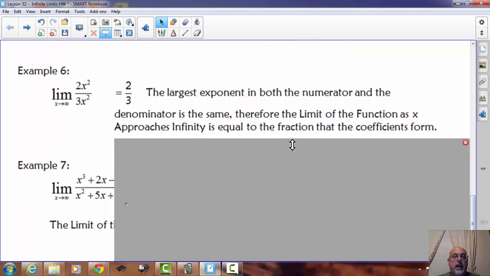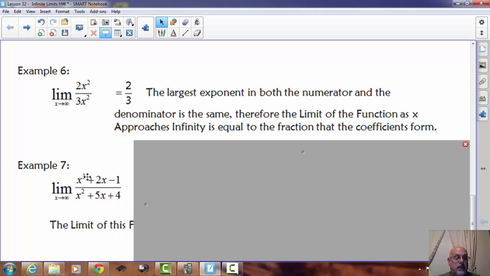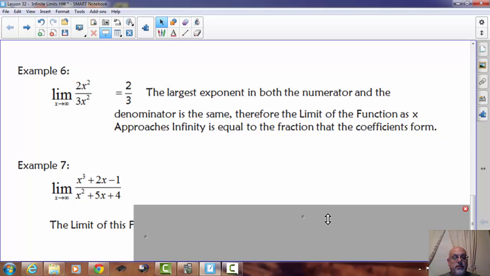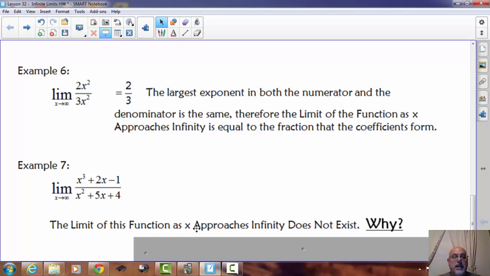Now let's look at the last example. The limit as x approaches infinity does not exist. The question I'll be asking you in class on number 7 is, why is it that the limit doesn't exist? It's something I covered up above, one of the examples that I discussed. So your job before class is to tell me why the limit doesn't exist.